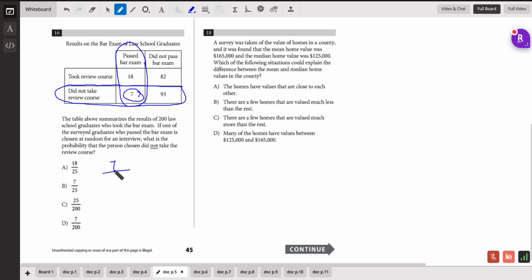Now, what are the options? Is it 7 out of 200? No, because they only asked people who passed the bar exam. So you would add these two numbers together, and that would be 7 out of 25, letter B.